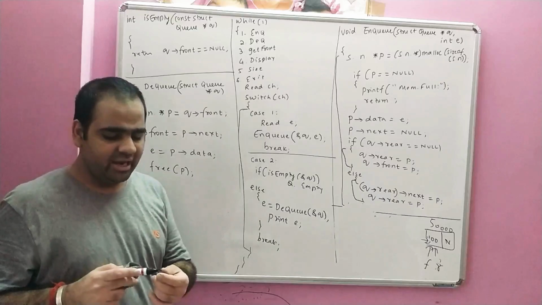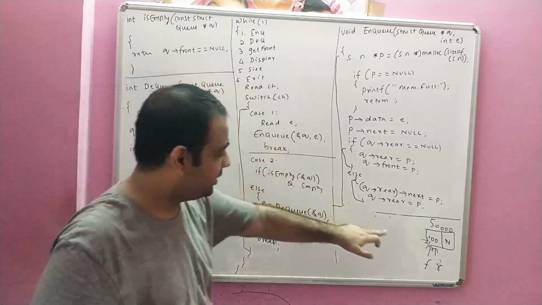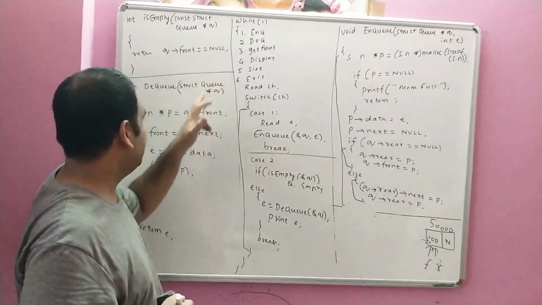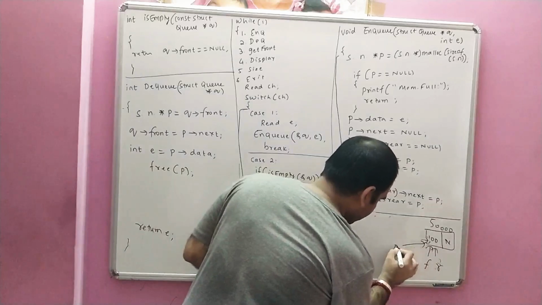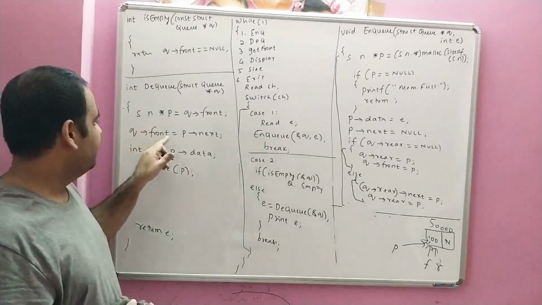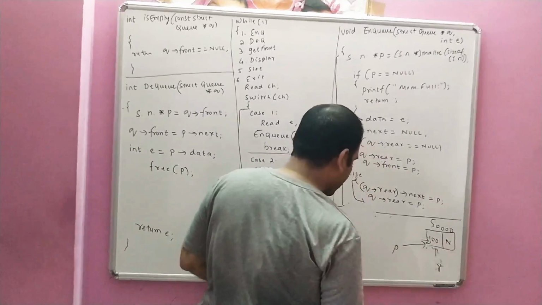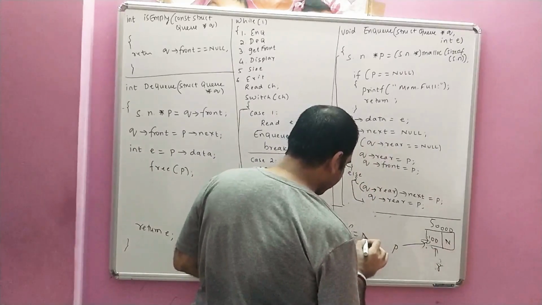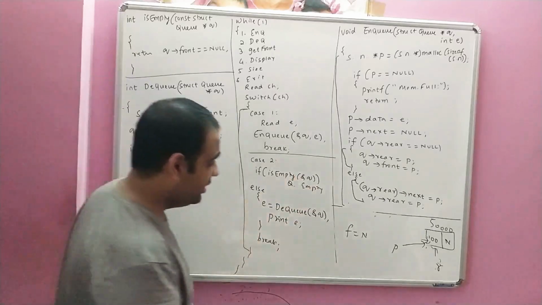Now if I say again dequeue from the front end of the queue, is the queue empty? Q arrow front is 50,000, equal null? No. You say P is equal to Q arrow front. Now this becomes P. What is the next line? Front is equal to P arrow next. Now this is front. What is P arrow next? Null. Therefore the value of front becomes null. E is P arrow data. E becomes 100. Free P.